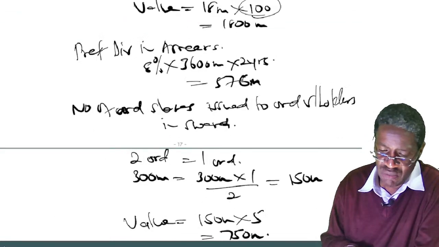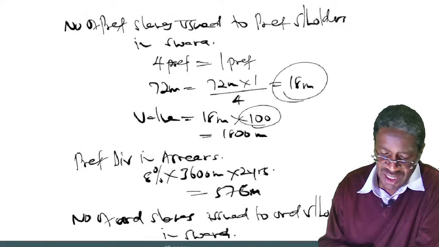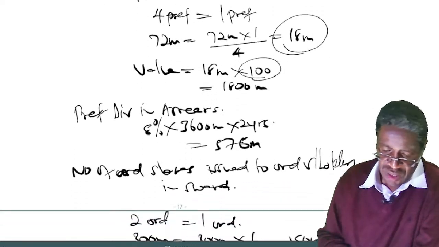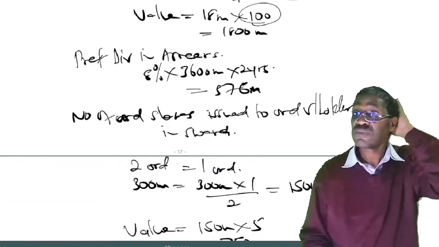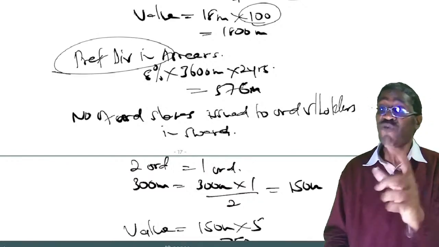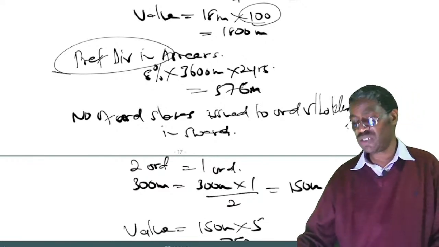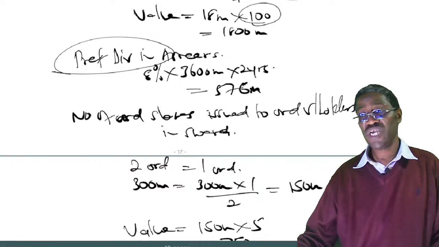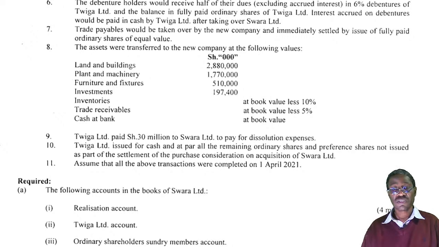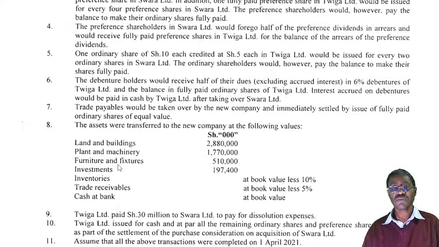After that, we are still going back. After that, I can see here. Look at it. Next year, we have preference dividends in arrears. That's what we calculated. And I told you half of it would be paid in terms of what? I've forgotten. Let's go back. We know the arrears, but we were told half of it would be paid in terms of what? Let's go and check. That's not number four.